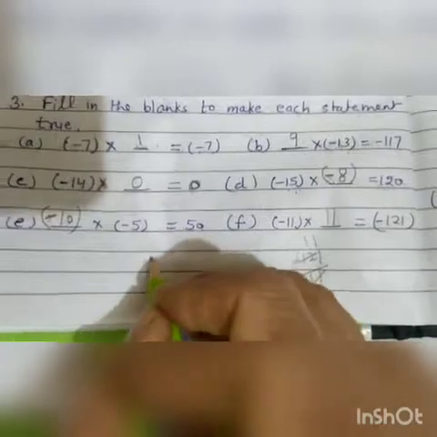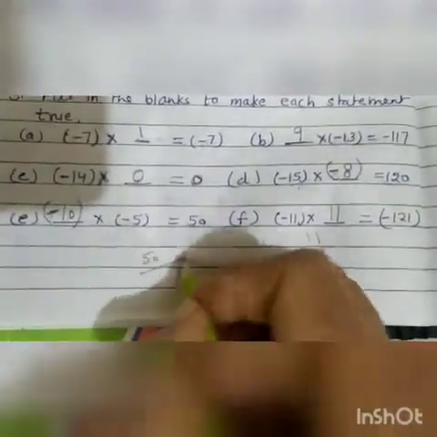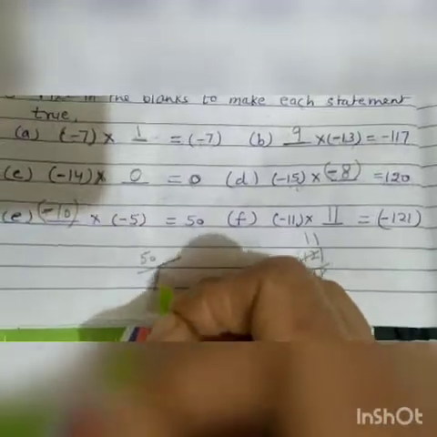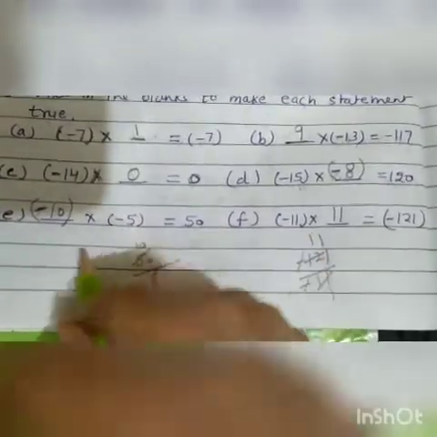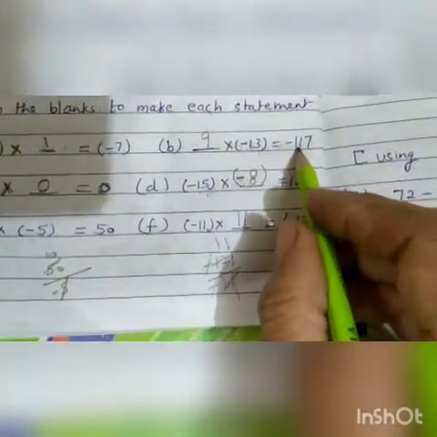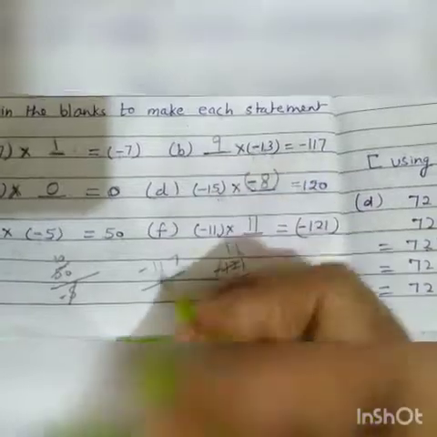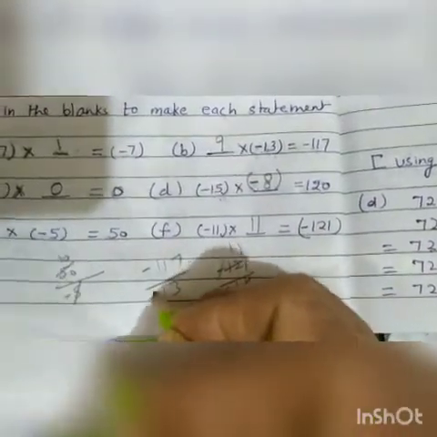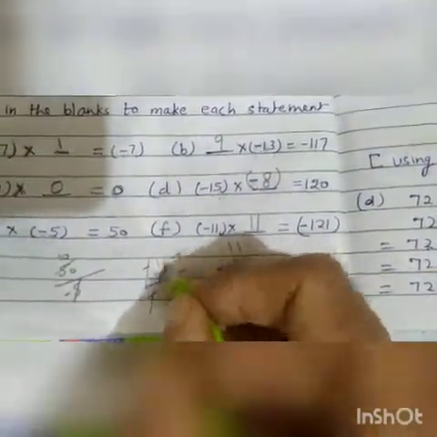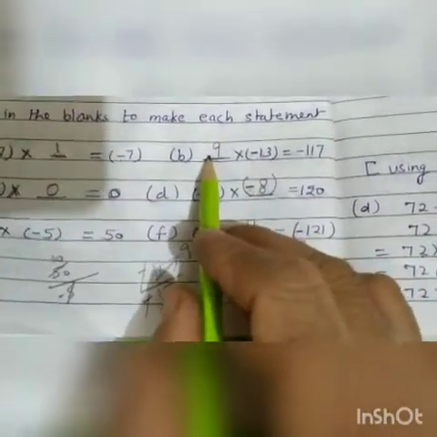This question also we will do like this. See, 50 upon minus 5. 5 times 10 is 50 with the minus sign, so minus 10. In the same way, we can do this question. Minus 117 upon minus 13. Minus minus cancel. 13 times 9 is 117. So here it is plus 9.